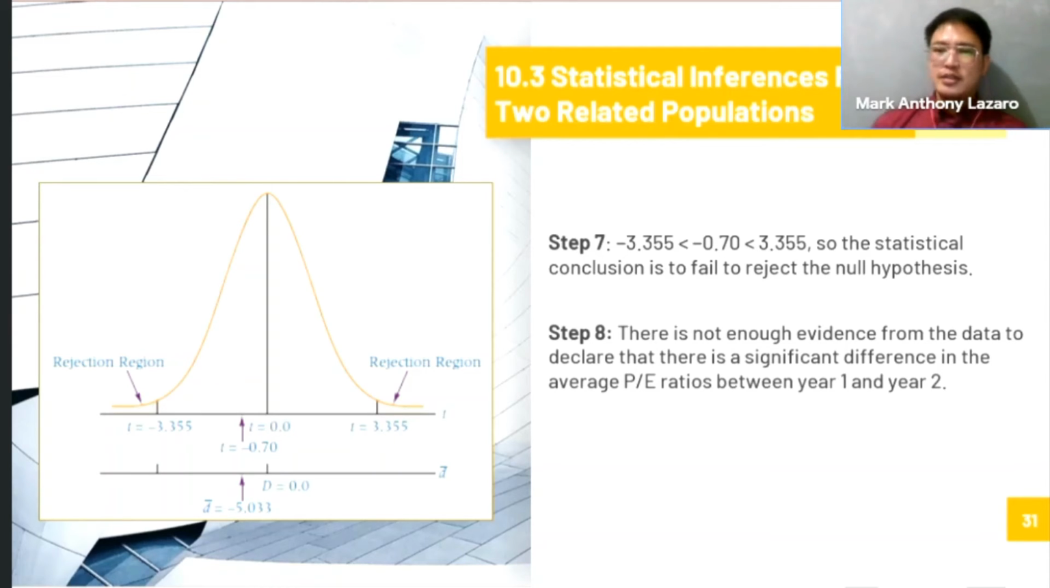Step 8 is the business implications. There is not enough evidence from the data to declare a significant difference in the average price-earning ratio between year 1 and year 2. The graph in Figure 10.9 depicts the rejection regions, the critical values of t, and the observed value of t for this example.